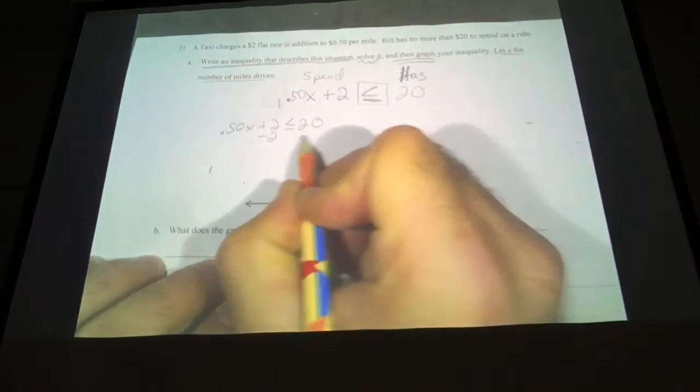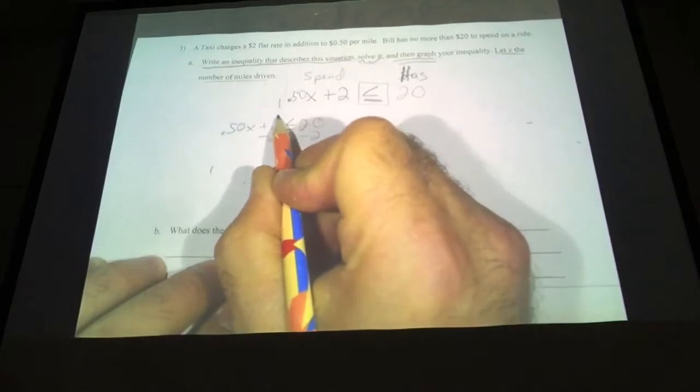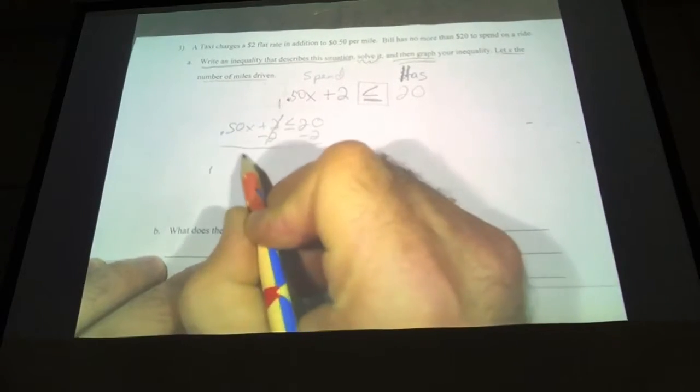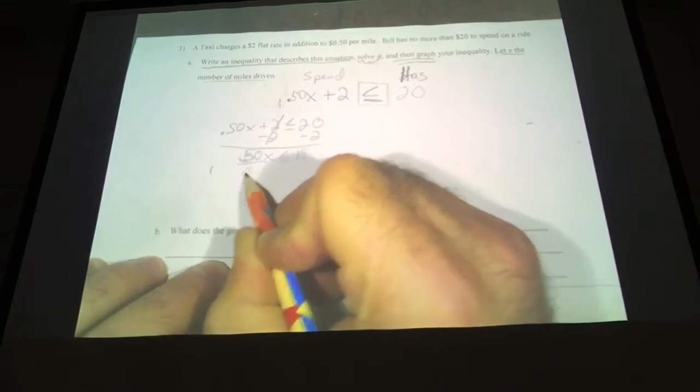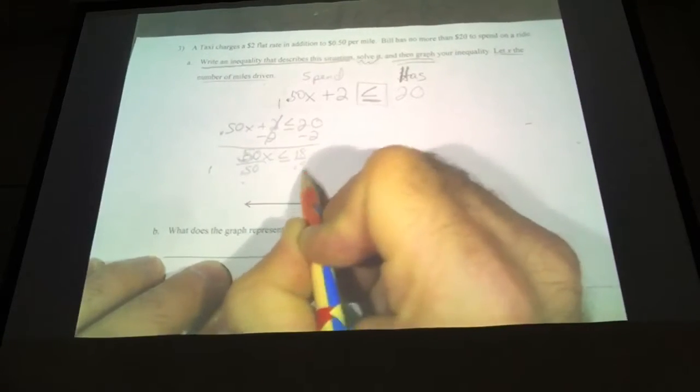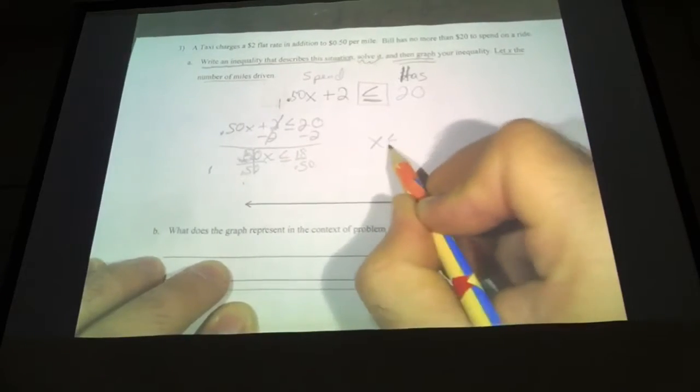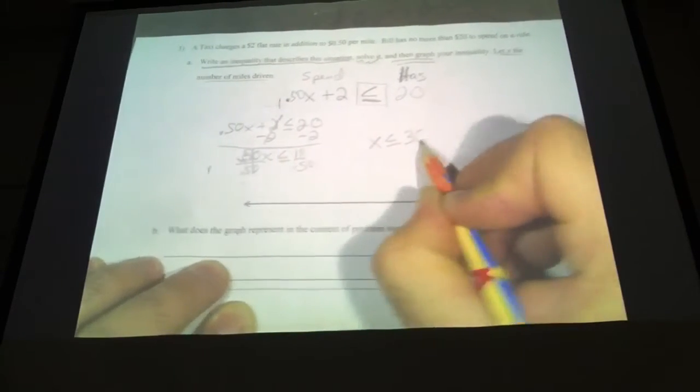Okay, so to solve this, we first have to subtract 2 from both sides. The 2's will cancel. We get 0.50x is less than or equal to 18. Then we're going to divide both sides by 0.50. These cancel, and you wind up with x is less than or equal to 36.